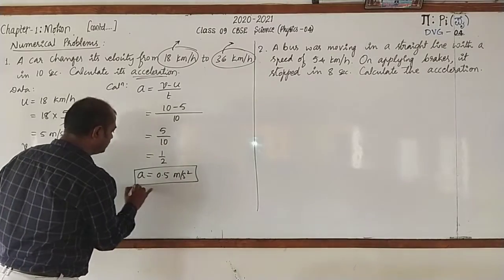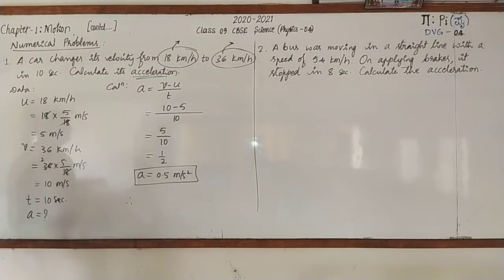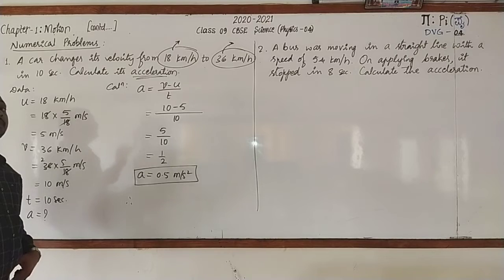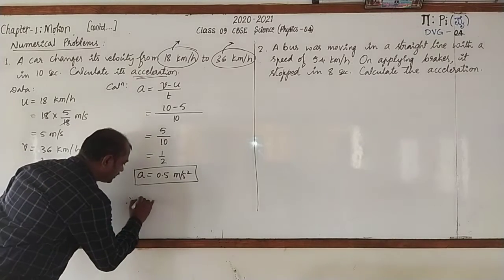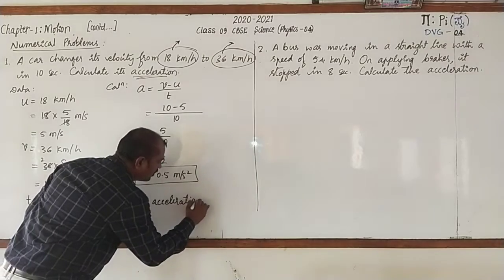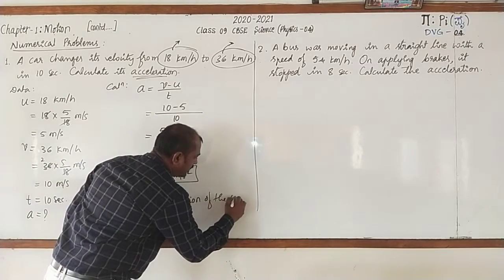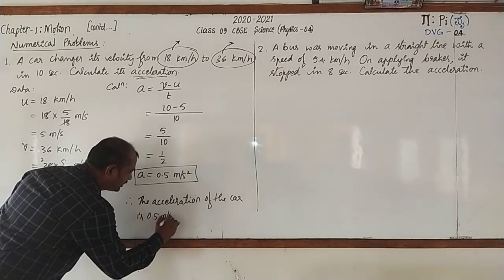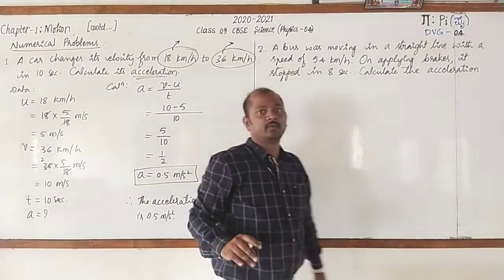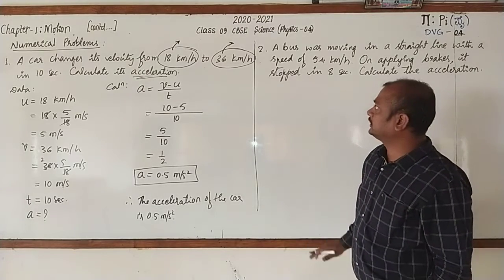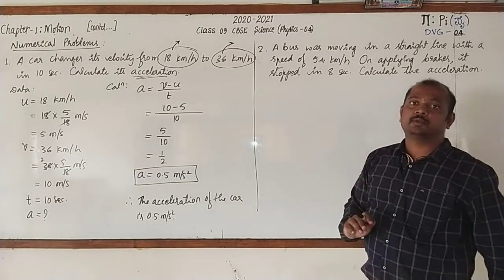Hence you can write the conclusion as, therefore the acceleration of the car is 0.5 meter per second square. Here I will write, therefore the acceleration of the car is 0.5 meter per second square. Got it? Please don't copy. Afterwards I'll give you time for writing that. Let's move on to second one.